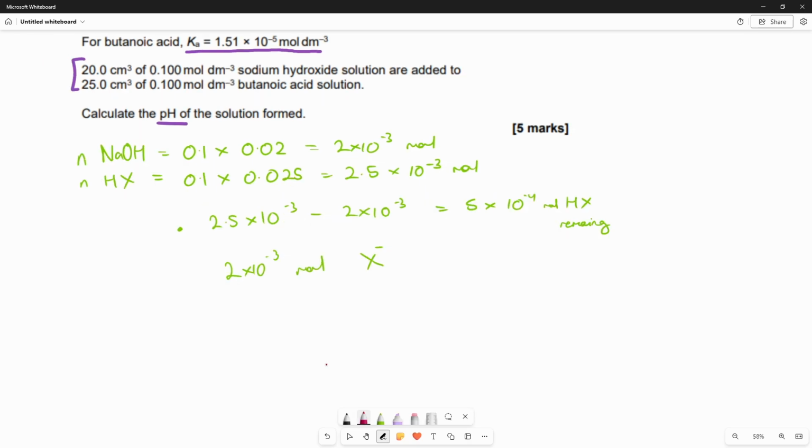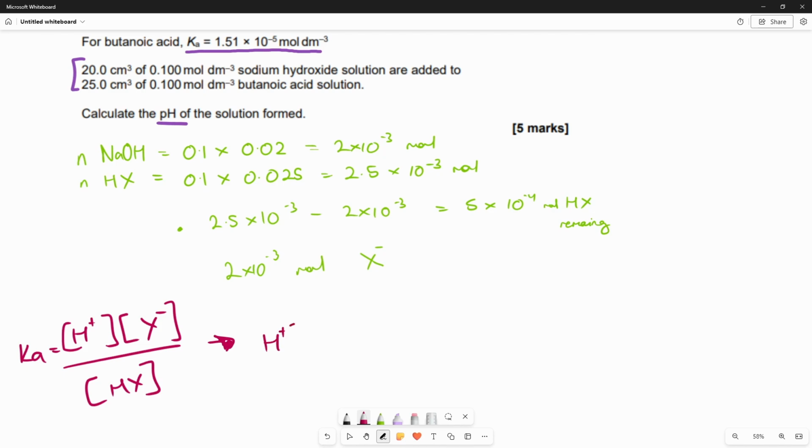So we need to find the pH of the solution. Let's write the equation out. So Ka equals the concentration of hydrogen ions multiplied by the concentration of salt over the concentration of the acid. Let's rearrange that to make the proton concentration the subject. It's going to be [H+] equals Ka multiplied by [HX] over the concentration of X minus.